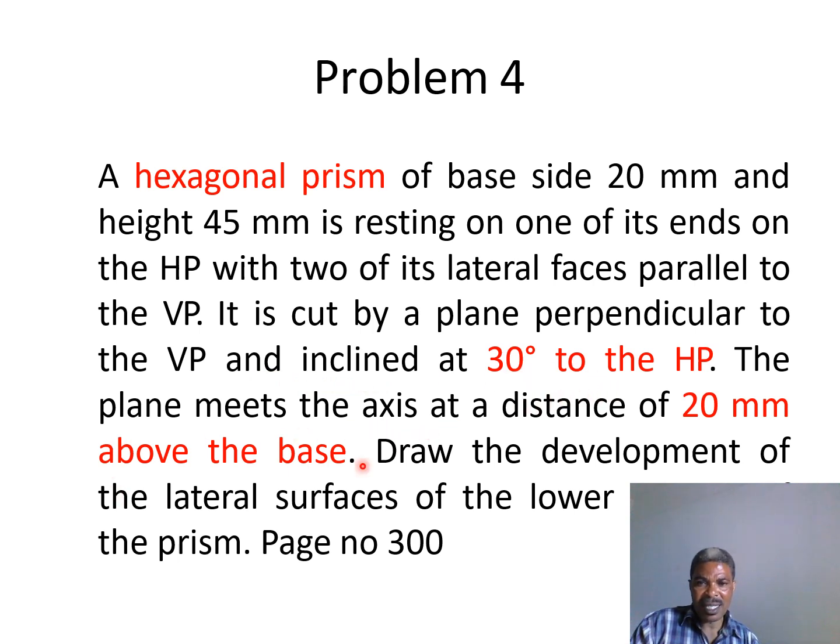The plane meets the axis at a distance of 20 millimeters above the base, so this is a point to note. From the base up to a distance of 20 millimeters through the axis is where the line of truncation is located. So draw the development of the lateral surfaces for the lower part of the prism, and this can be found on page 300 of our reference book.